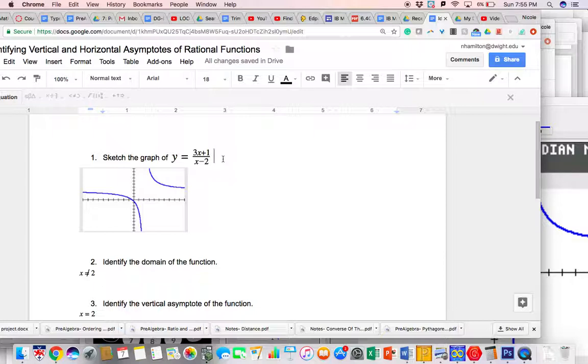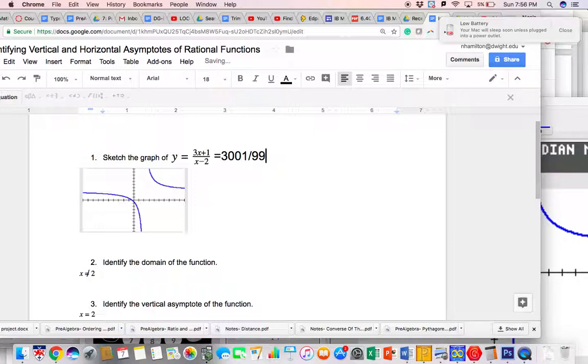If you make x really big, let's say 1,000, then you'll see the behavior of the graph all the way over to the right. So let's make x 1,000. In the numerator we have 3 times 1,000 plus 1, which gives us 3,001. And in the denominator, we have 1,000 minus 2, which is 998. When you divide 3,001 by 998, you get a number that is almost, not quite, but almost 3.